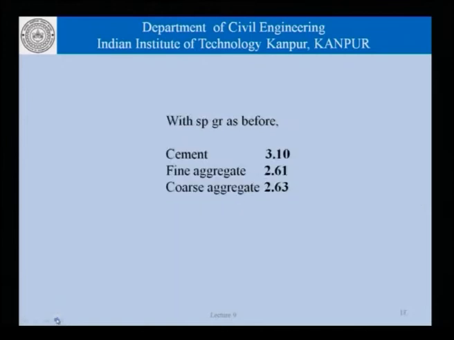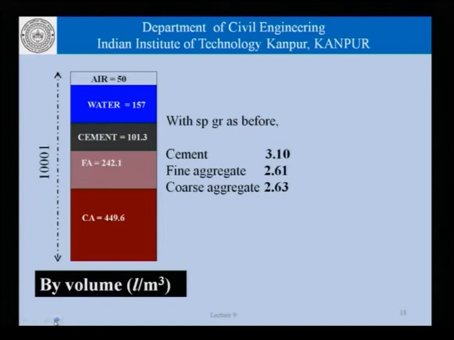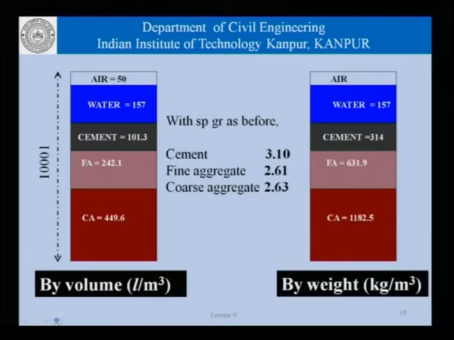Now, if we change these numbers and we keep the specific gravities as in the previous example, and there is no reason to change those specific gravities, because they are the material properties that we used, and the same material is being used in the revised mix, we get these numbers as far as volumetric proportions are concerned. Air is 50 liters, water is 157 liters, cement has gone down a little bit because water has gone down a little bit. So, cement becomes 101.3, fine aggregate is 242.1, coarse aggregate is 449.6, and if we convert it to mass, these are the numbers that we get. So, this is the revised mix.